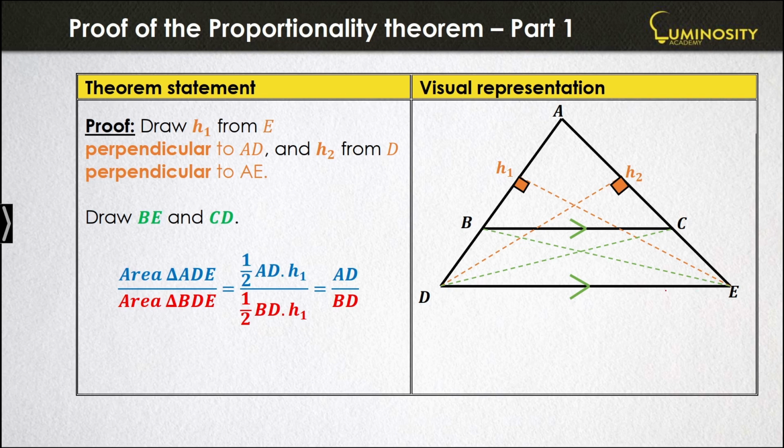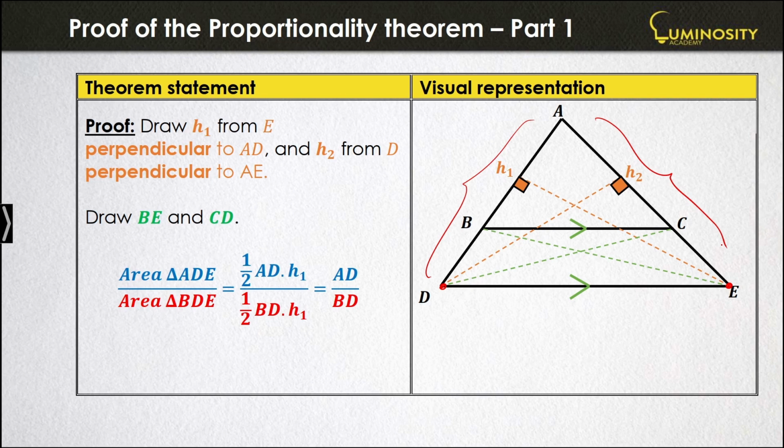Now we are going to construct some line segments. So what is the key here? We're going to draw H1 from this endpoint E so that it's perpendicular to this base AD. And then we'll do the same thing from the other vertex D. We'll draw a perpendicular line that's perpendicular to the base AE. And then the other two constructions we'll do is we'll construct B to E and C to D. So these are the two main constructions.